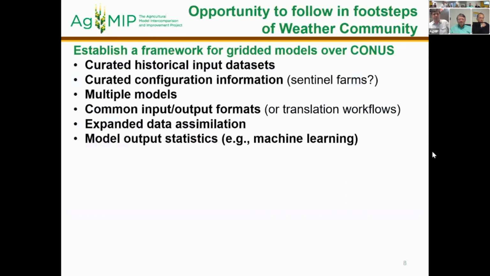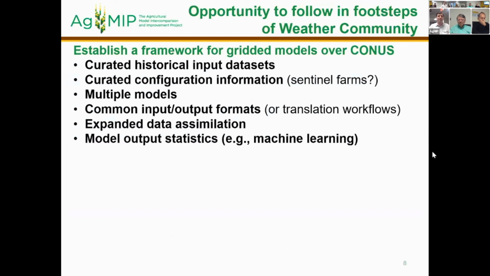Okay, so those are the challenges out there, but I'll also have a note of confidence and optimism here, because there's an opportunity again to follow in the footsteps of the weather community. And what I mean by that is in the weather community, there are common frameworks for gridded models that go into common ensemble systems over the continental US. And I think we could do something similar in the agricultural realm.